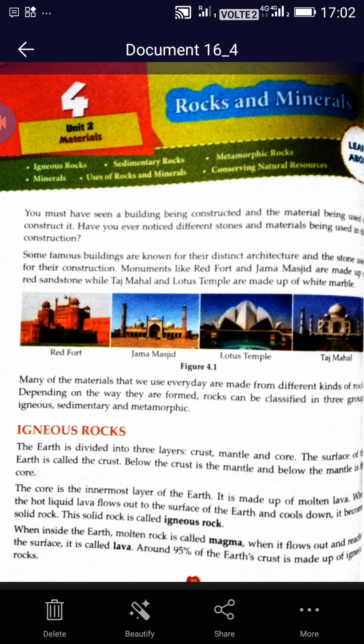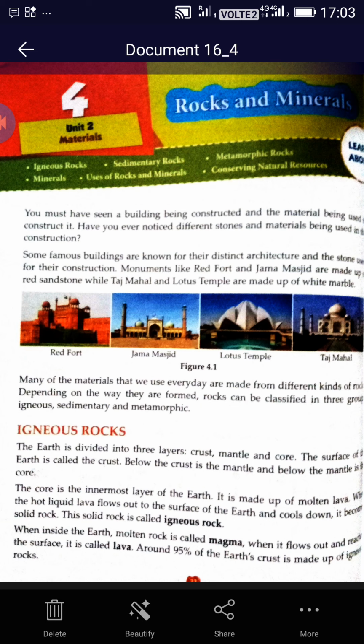So, if you are asked how igneous rocks are formed, what will you say? That when the hot liquid lava reaches out to the surface of the earth and then cools down, it forms a solid rock. This solid rock is called igneous rock.